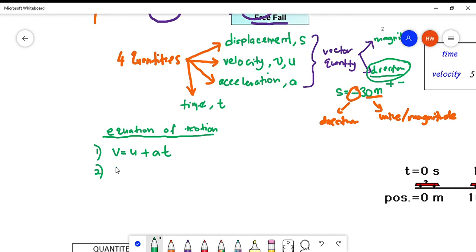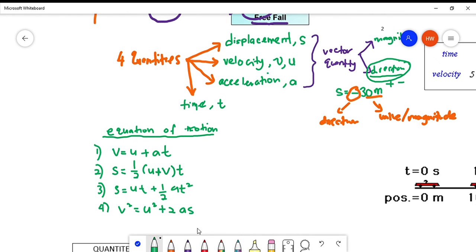The second one is S equals half (U plus V) T. The third one is S equals UT plus half AT square. Last one is V square equals U square plus 2AS. Alright, so the terms here, V, U, what is it? Okay, so I will explain to you before that V is the final velocity.